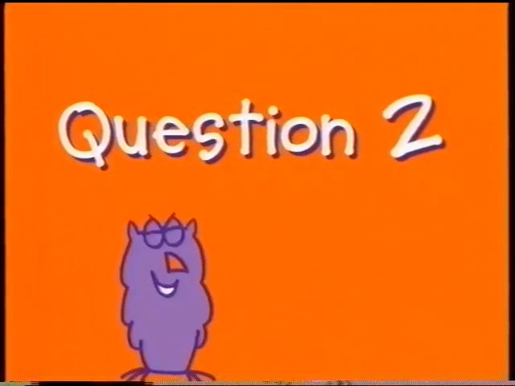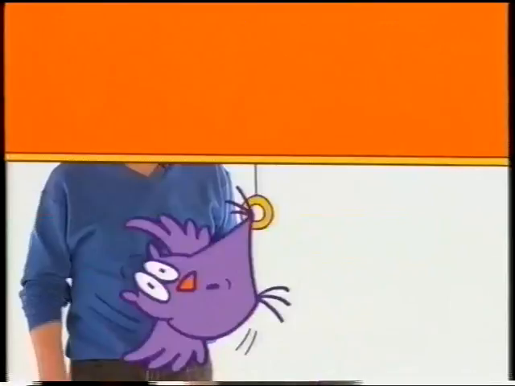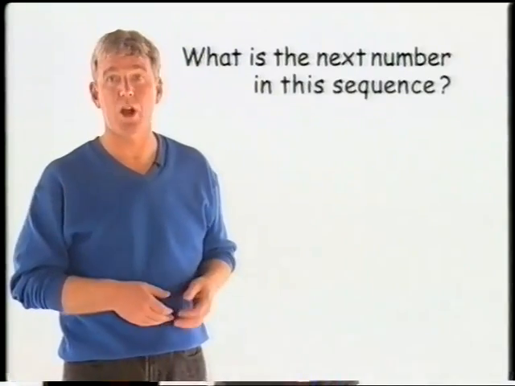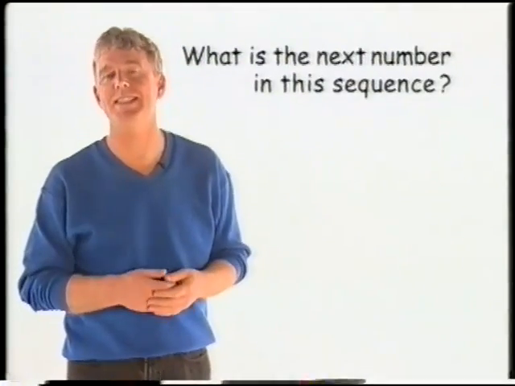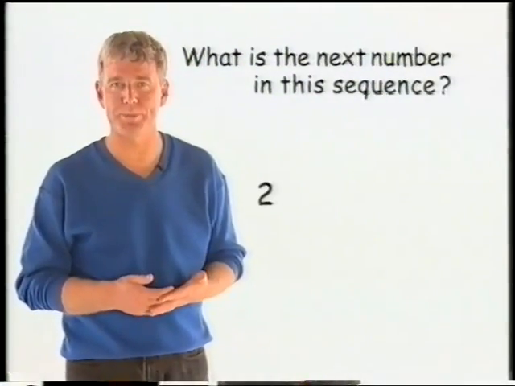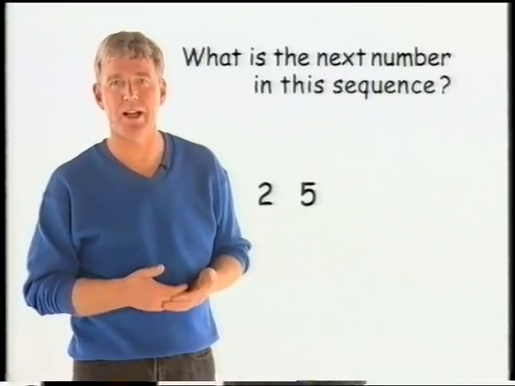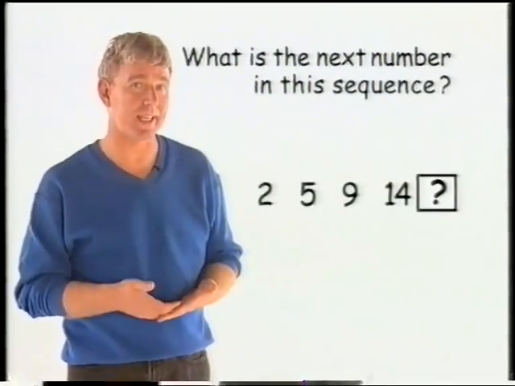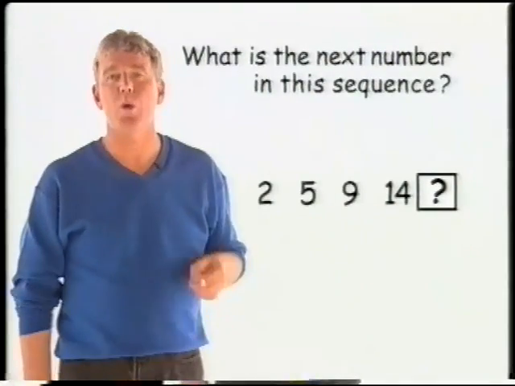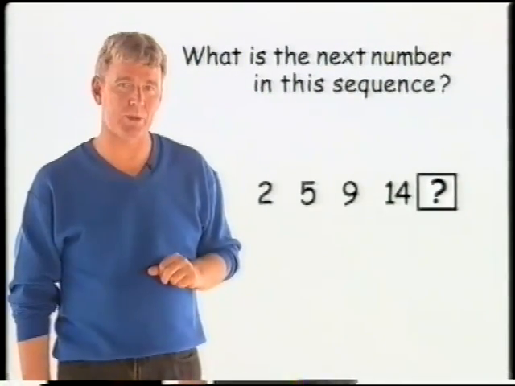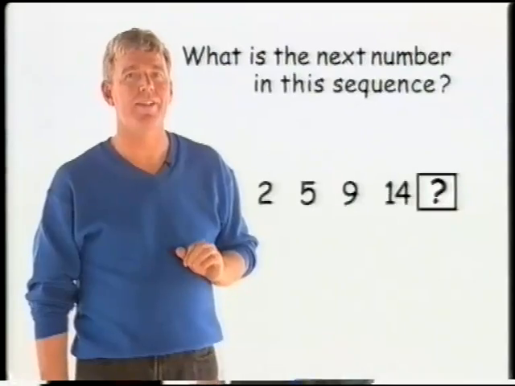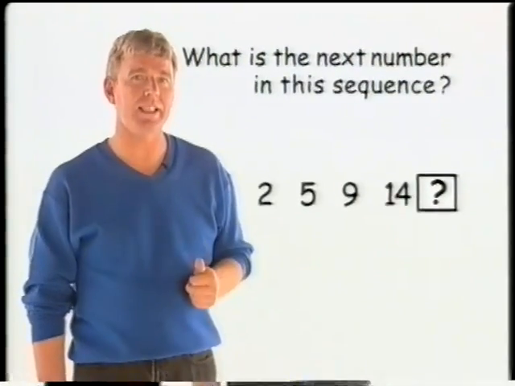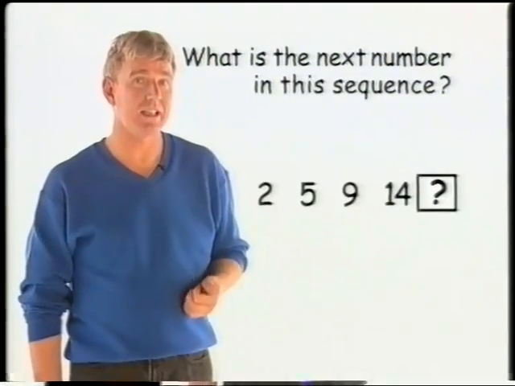Here's a series of numbers. What is the next number in this sequence? 2, 5, 9, 14, something. Once again, what is the next number in this sequence? 2, 5, 9, 14, something.